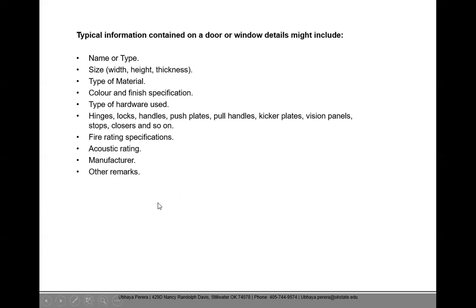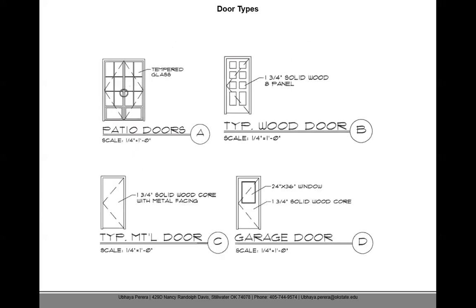For other remarks, anything other than this, just indicate as notes or remarks. So this is a simple way of doing a door and window schedule and door and window detail. You see here it says A, B, C, D, but you need to indicate D1 or D2. I got this from a sample, but I will show you in a detailed manner. The scale is also important.